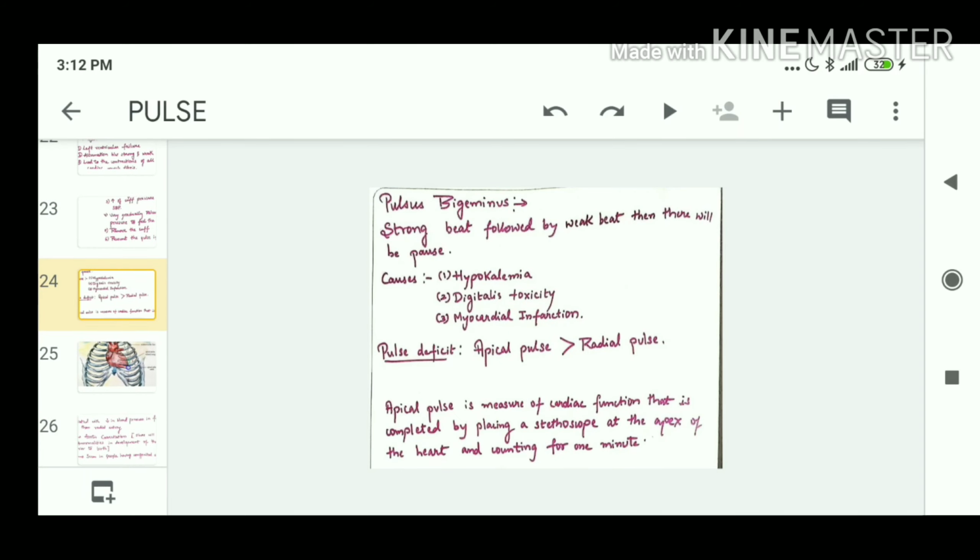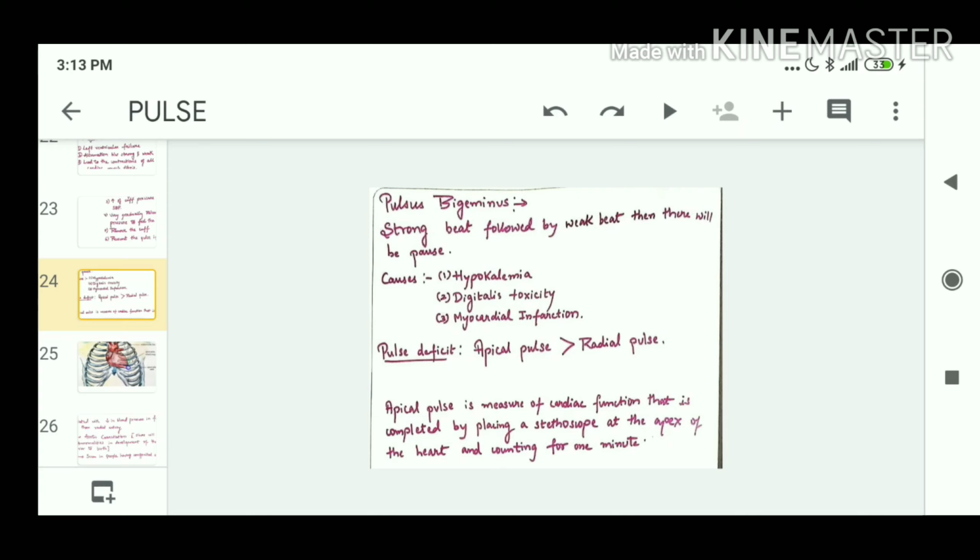In pulsus bigeminus, there will be a strong beat followed by a weak beat. Then there will be a pause. What are the causes of pulsus bigeminus? Hypokalemia, digitalis toxicity, myocardial infarction. These are the causes for the pulsus bigeminus.